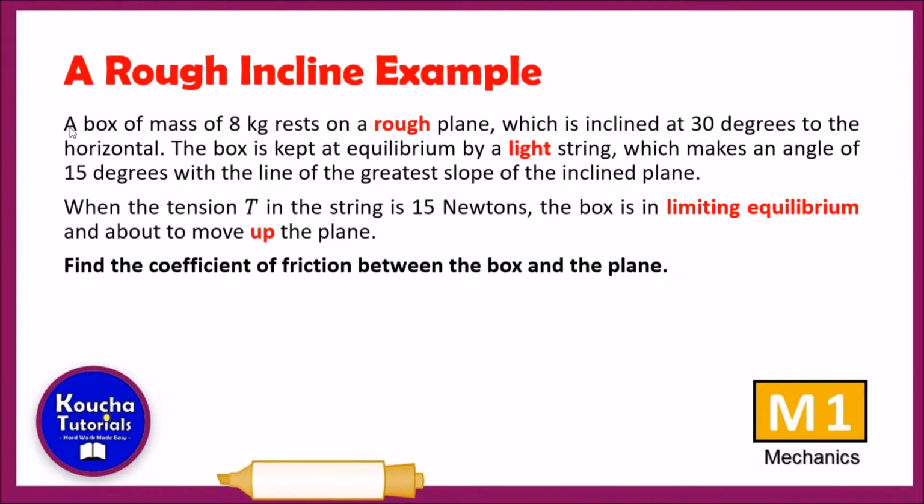Suppose we have a box of mass 8 kg that rests on a rough plane. Keyword rough, meaning we're going to include some sort of coefficient of friction, mu, which is inclined at 30 degrees to the horizontal. The box is kept at equilibrium by a light string. It's light, so we assume that there is no mass in the string.